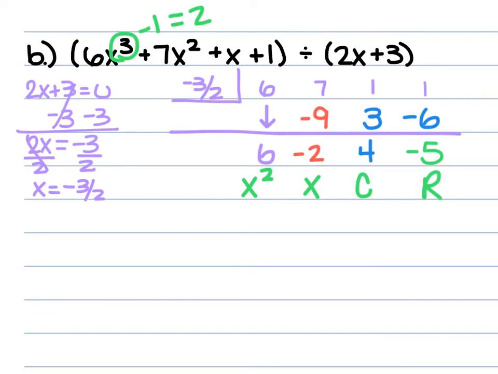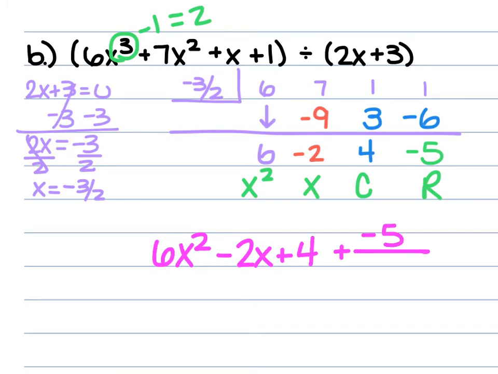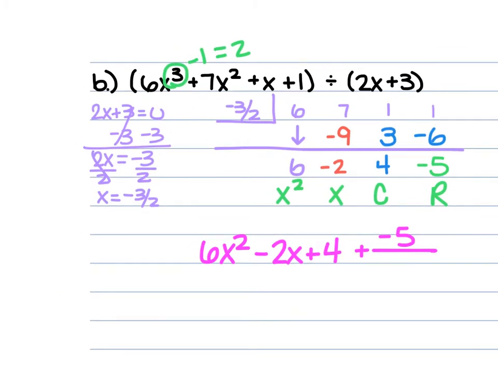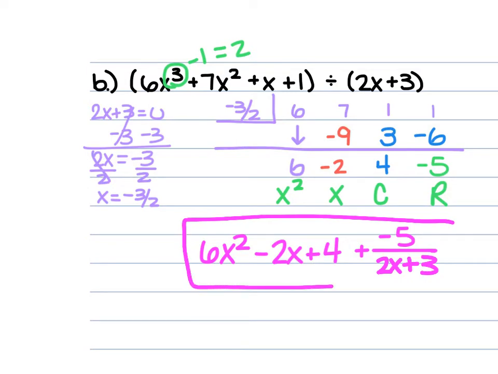So our solution here is going to be 6x squared minus 2x plus 4 minus 5, or plus negative 5 over, what did we divide by? The 2x plus 3. So same concept that we worked with long division, except now that remainder is just going over what we're dividing by before we solve for the variable.